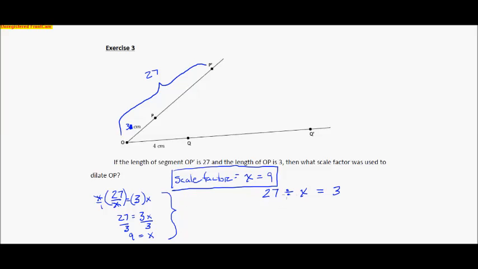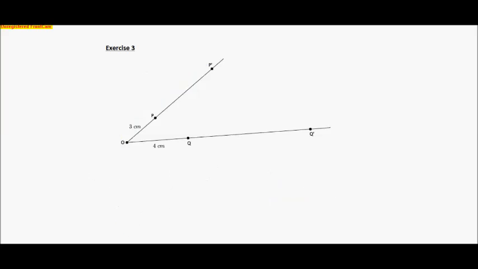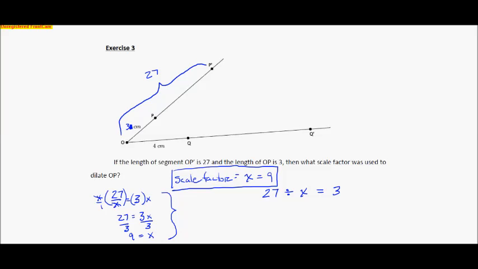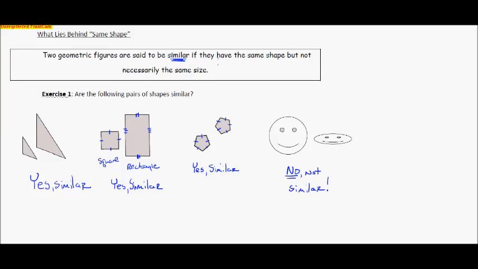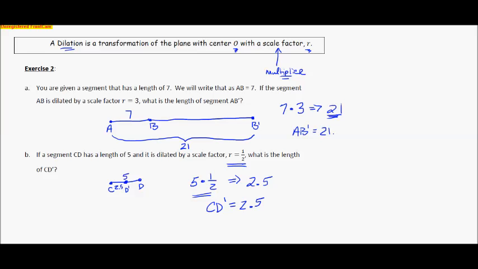So today, two things. For something to be similar, they have to have the same shape, but not necessarily the same size. And the other item we wanted to work with today is whether something is a dilation, how we figure out that scale factor and what that is going to be. So two things, pretty straightforward. Remember, the dilation is a new transformation. It's the only one that's going to change the size of the object.